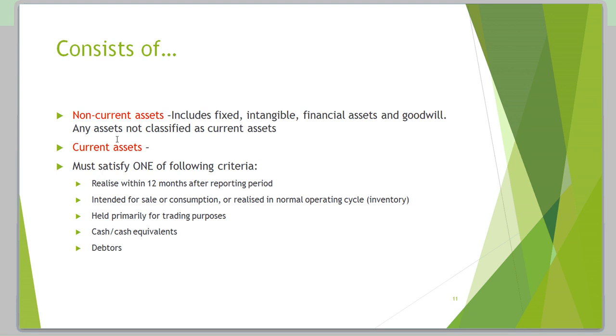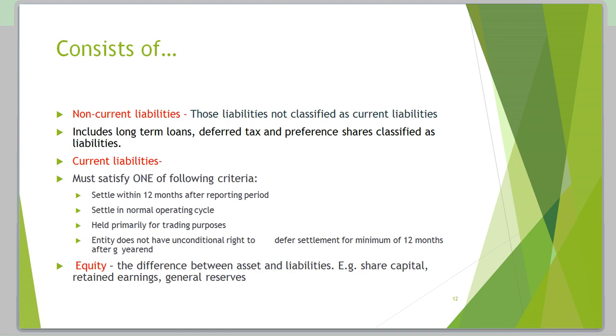So for an asset to be a current asset, it must satisfy one of the following criteria. Must be realized within 12 months after the reporting date, intended for sale or consumption, or it's realized in the normal operating cycle. For example, inventory, it is held for trading purposes, or it's cash equivalents, or it's debtors. So that's what current assets consist of.